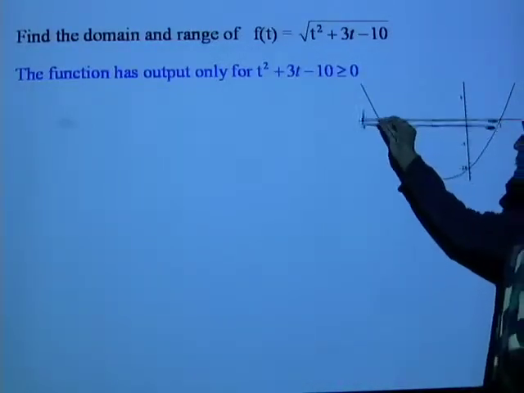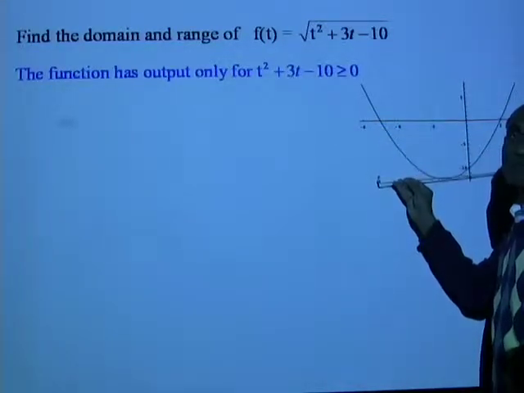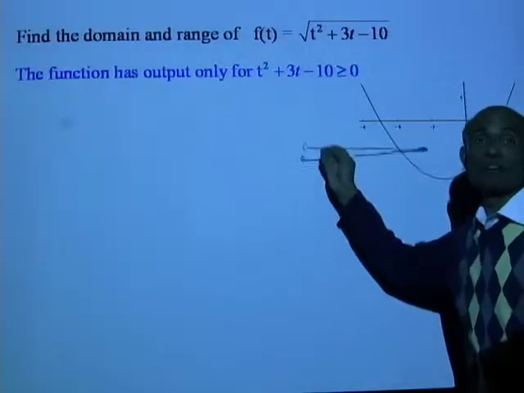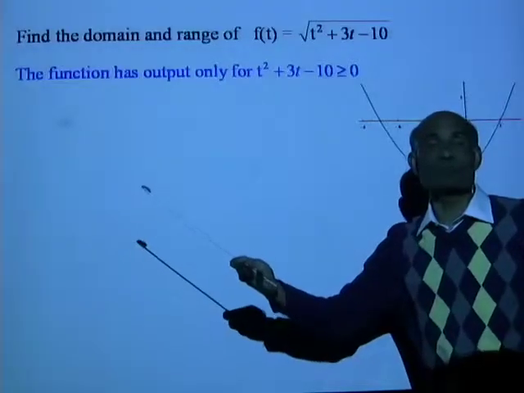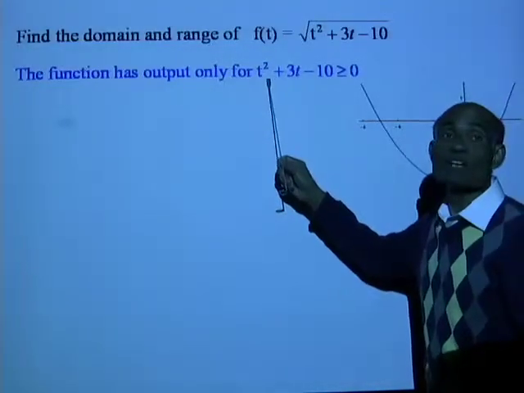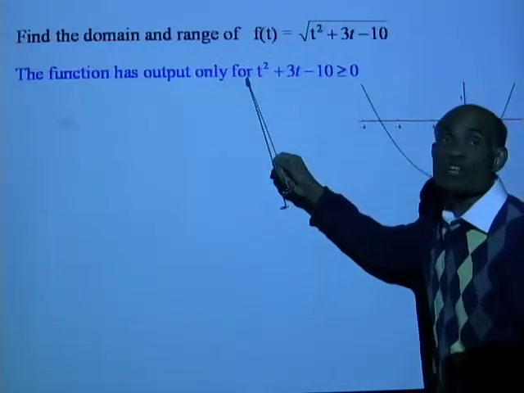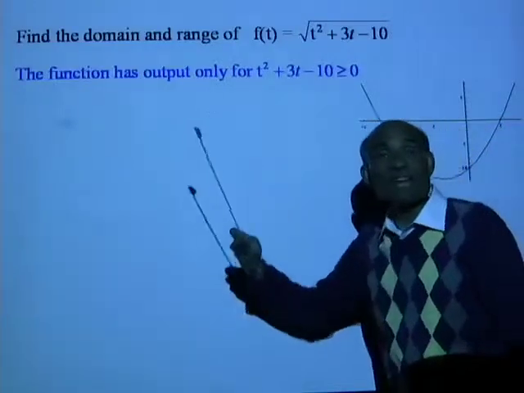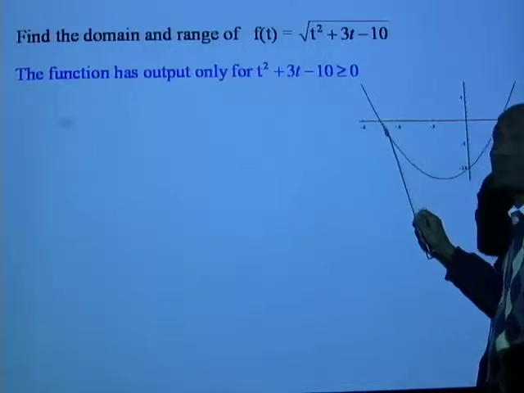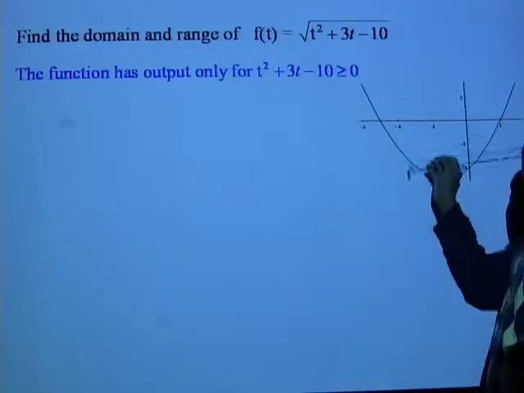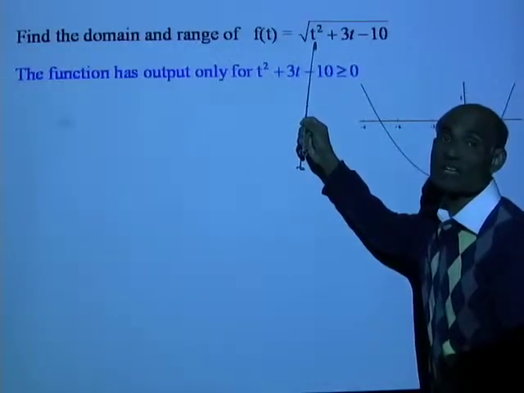And look at the graph. You know that when a part of the graph is below the x-axis, it represents negative output. And the part of the graph above the x-axis represents positive output. Now, we cannot have values of t that will make this quantity negative. That means for all values of t that makes the graph below the x-axis cannot be used in the domain of this function. Do you understand that?